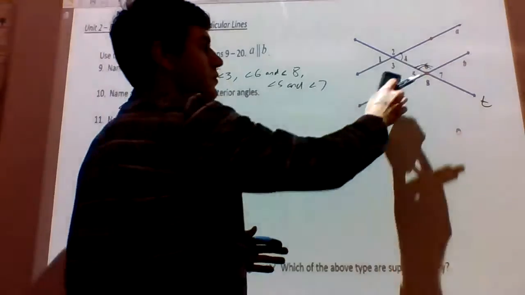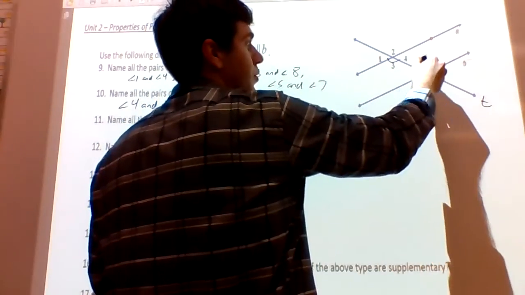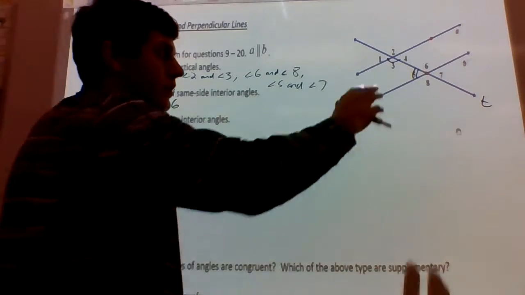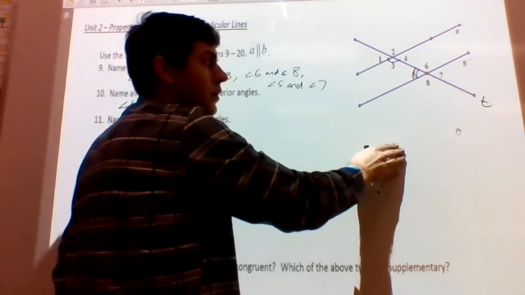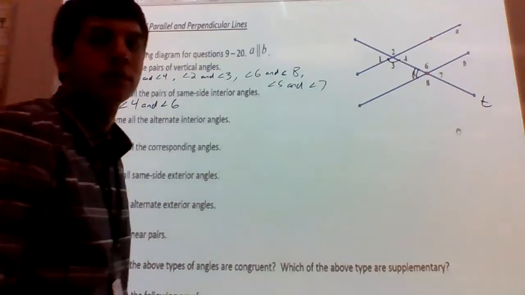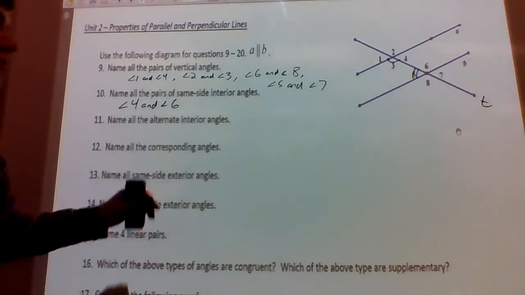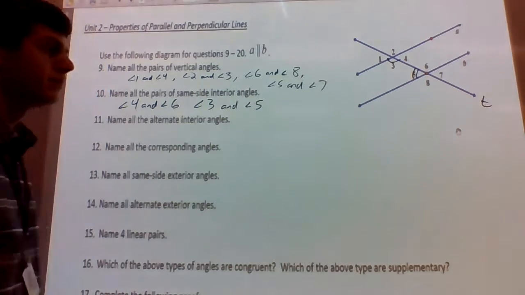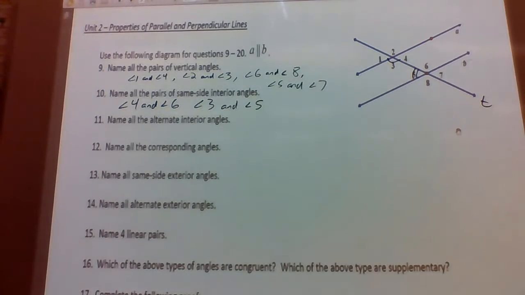Then the other ones are going to be 3 and 5. They're both below. They're on the same side of the transversal. They're on this side of the transversal. Okay, and then they're in between. They're interior to the two parallel lines. So this is going to be angle 3 and angle 5. Name all the alternate interior angles.